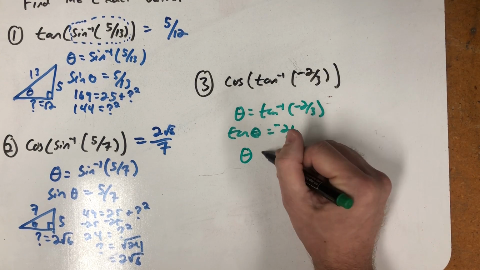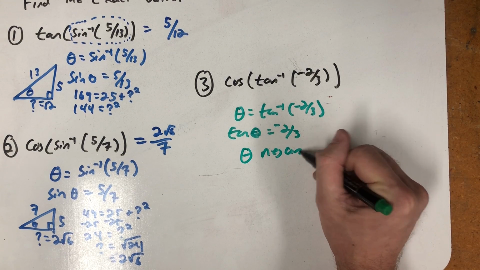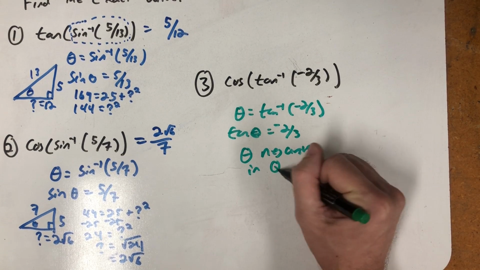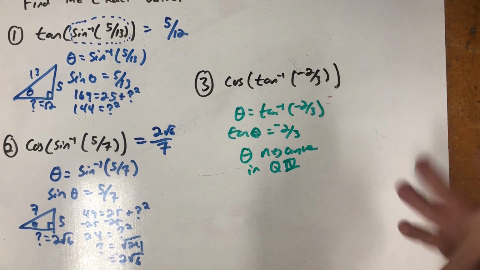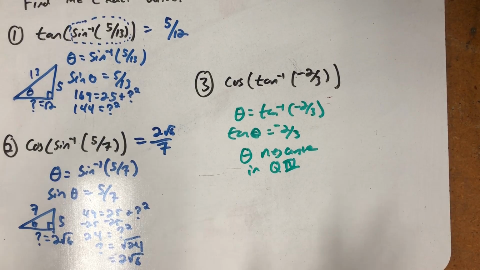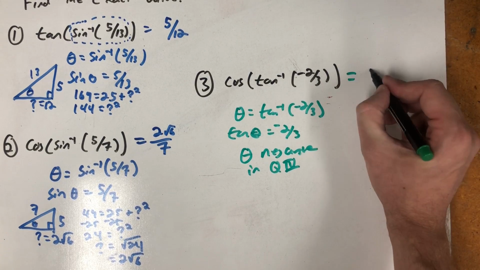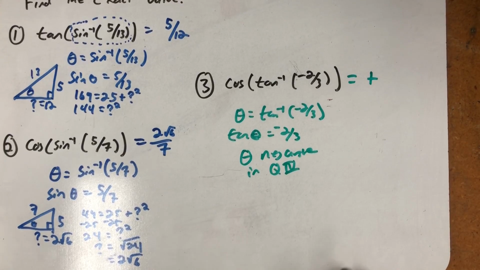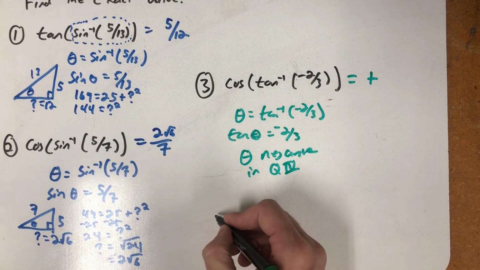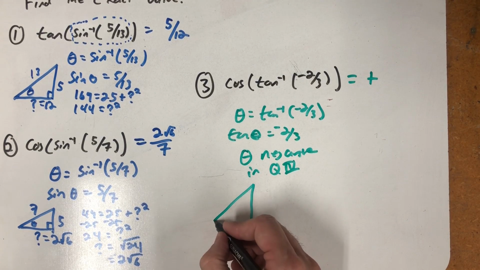Theta is a negative angle in quadrant 4. All right, well, all I really need to know is the quadrant 4 bit, because now that I know I'm in quadrant 4, I know that cosine is positive in quadrant 4. So now I don't need to worry about signs at all. I know what the sign of my final answer is.